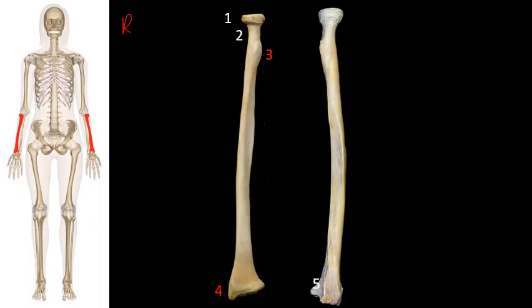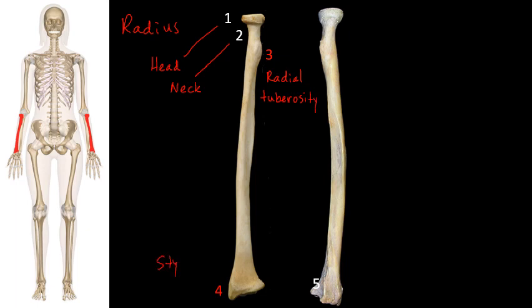Okay, so here we have the radius. Number 1 is the head. Number 2 is the neck. Number 3 is the radial tuberosity. Number 4 is the styloid process. And number 5, this is the ulnar notch.